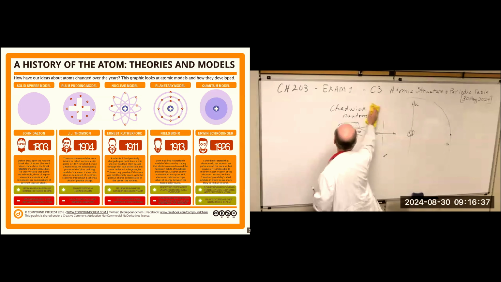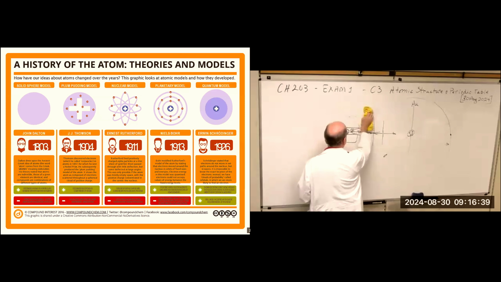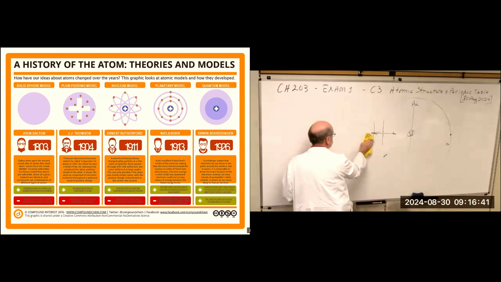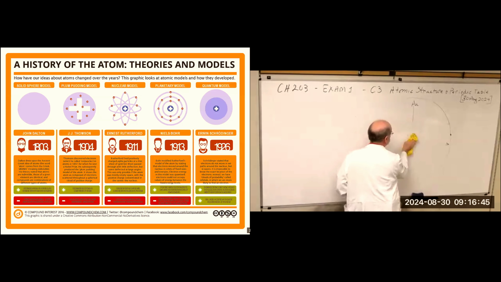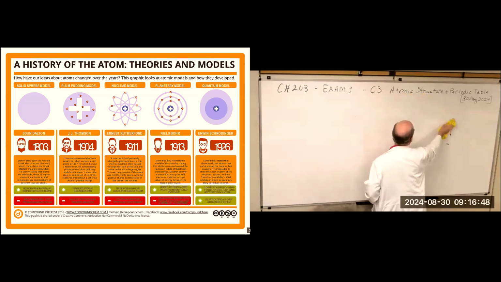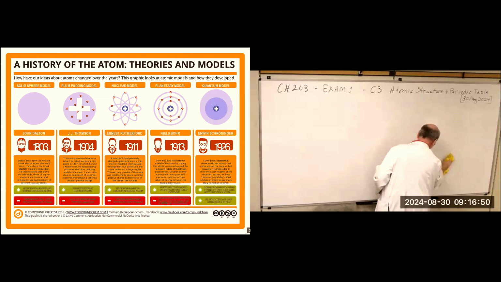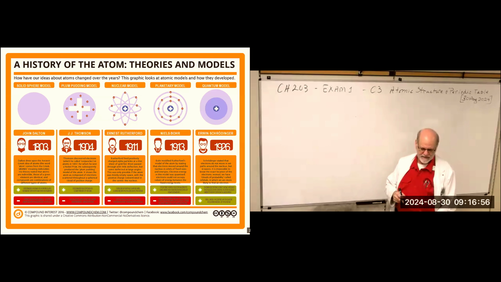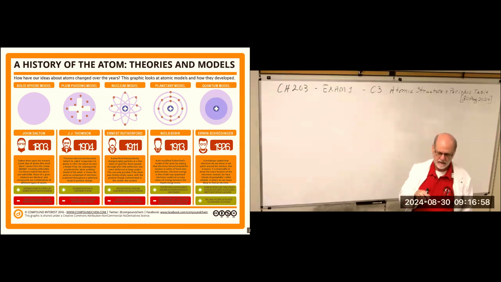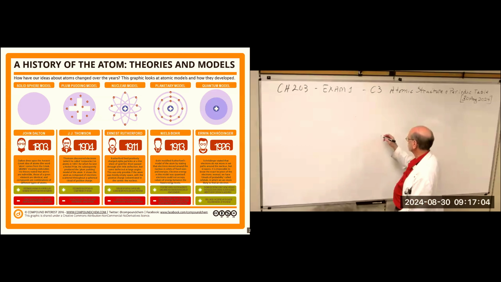Oh, by the way, Rutherford got a Nobel Prize for his work. And then Chadwick got a Nobel Prize for his work. Another person that's not on here is Millikan, Robert Millikan.